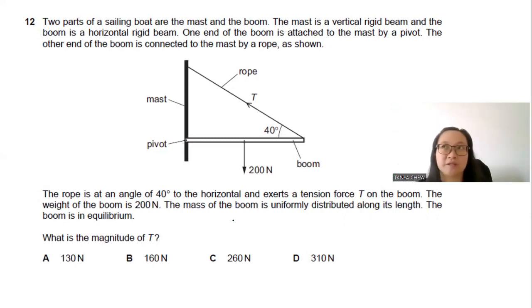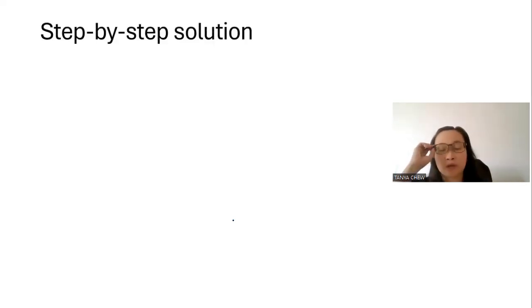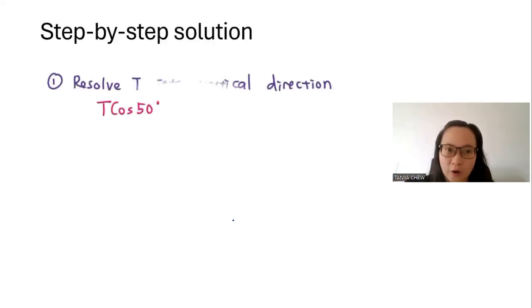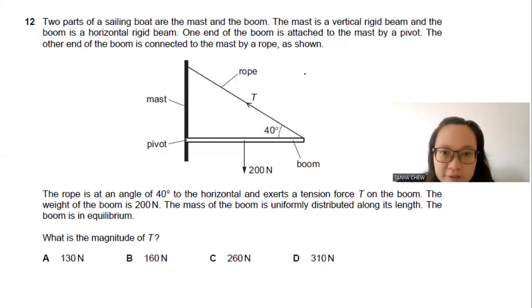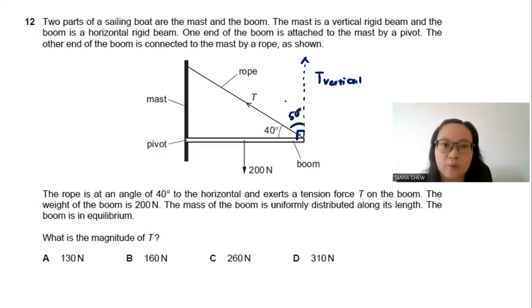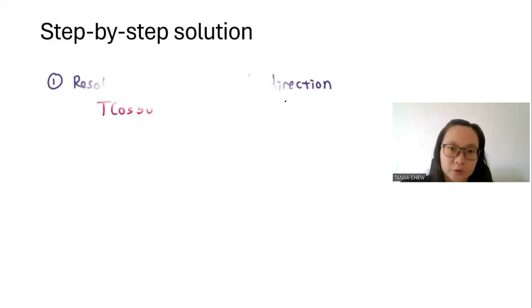So in equilibrium, that means the anti-clockwise moment must be equal to the clockwise moment. So what is the magnitude of T now? I am also giving you the step-by-step solution here. First of all, resolve T into vertical direction first. So this is T cos 50, which is vertical direction. Why do I get T cos 50 here? Because here, this is my T. This is the T vertical. Since this is 90 degrees, so this is 50 degrees. So this is T cos 50 to get my vertical direction.